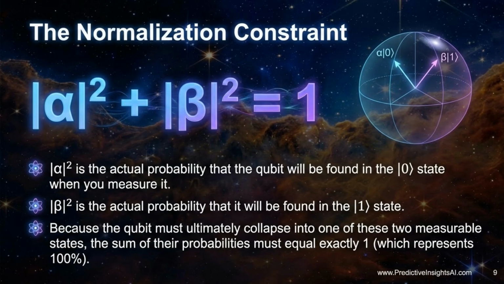Alpha squared is the probability the qubit will be found in the 0 state. Beta squared is the probability of finding it in the 1 state. Since the qubit must collapse into one of these two measurable states, their probabilities must equal 100%.